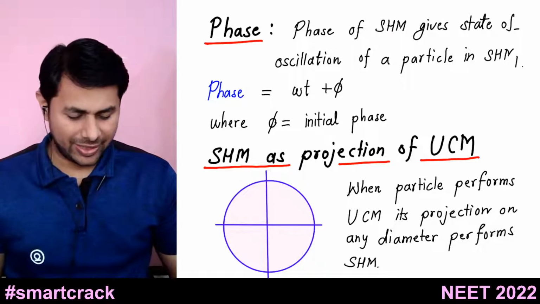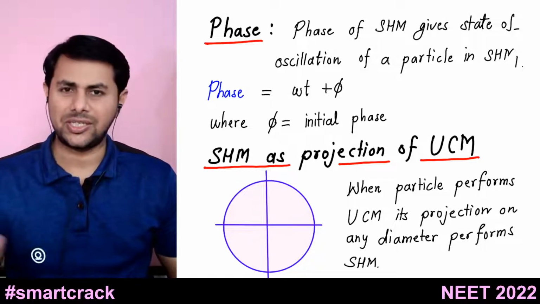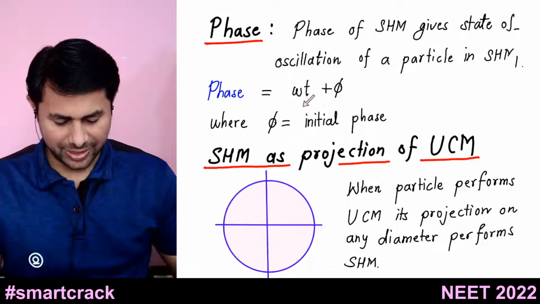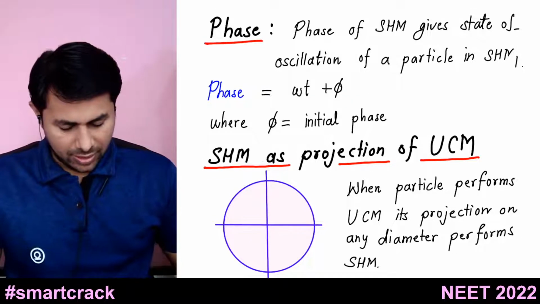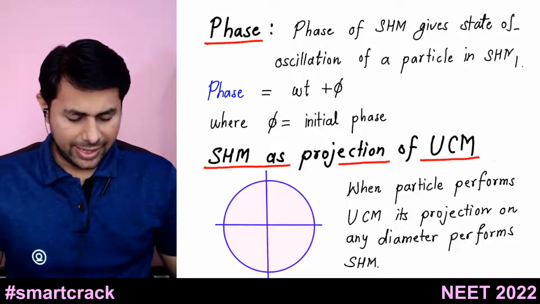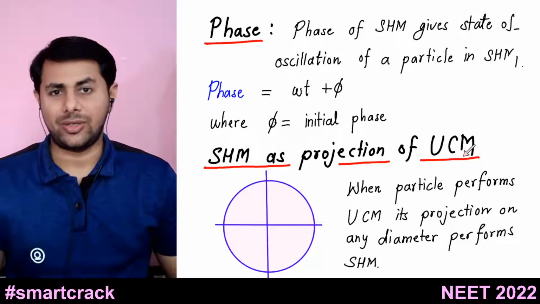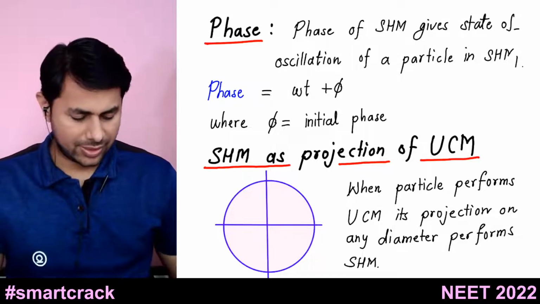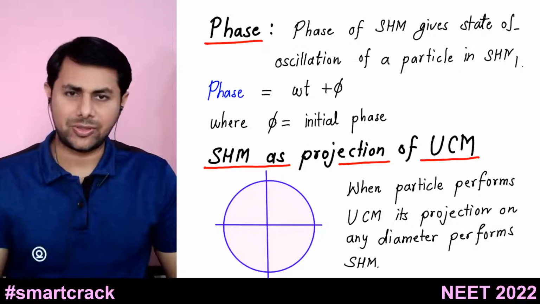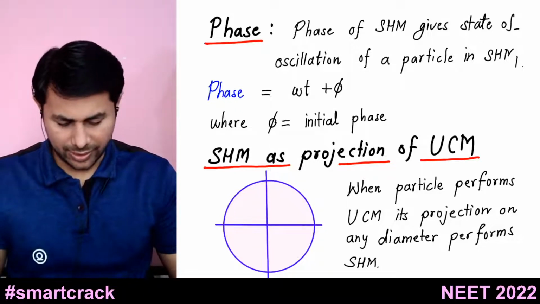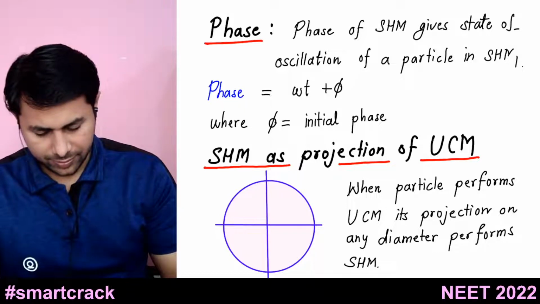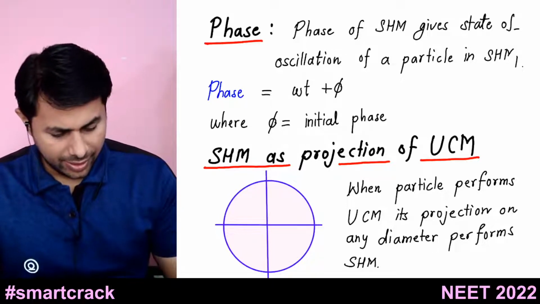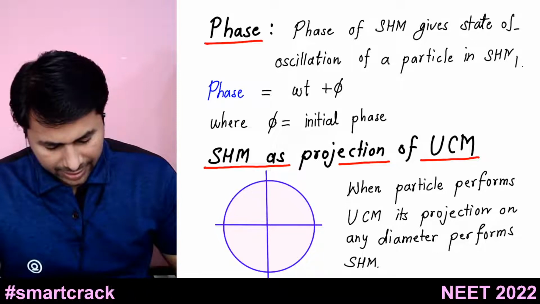we have already defined phase. Phase of SHM is the state of oscillation of the particle. So phase is omega t plus phi. Then let's see SHM as a projection of uniform circular motion. Let's say we have a particle which performs uniform circular motion. If you take a particle which is performing uniform circular motion, so what is the projection? So let's say your particle is at this point.